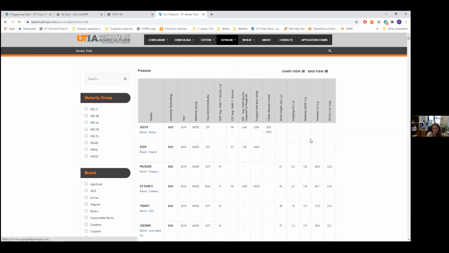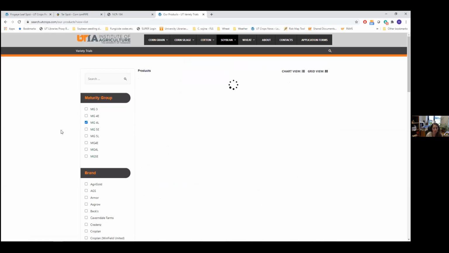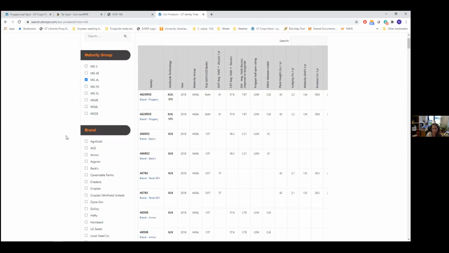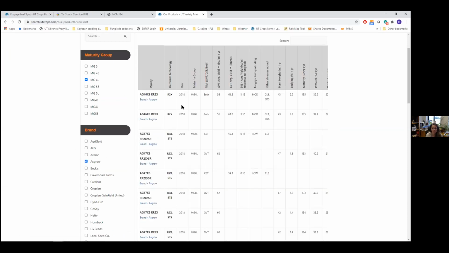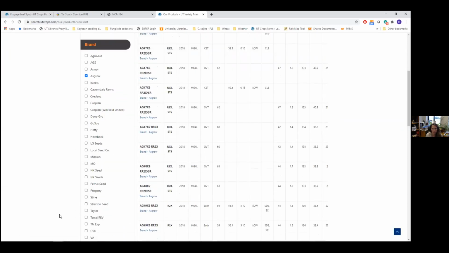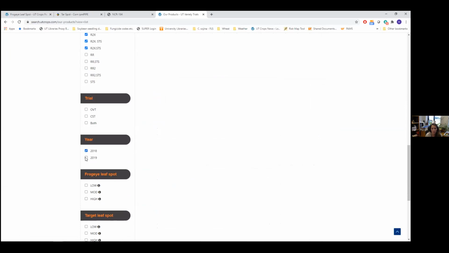Right now it's just showing 2019 results, but you can say, well, I'm only interested in maturity group 4 late, and I know I'm only going to be buying from Asgrow, if you will, and it gives you a lot of information here. You can do it by herbicide technology, saying we know we're only going to be using anything that has an Extend in it. And here actually you could click to have both years included.